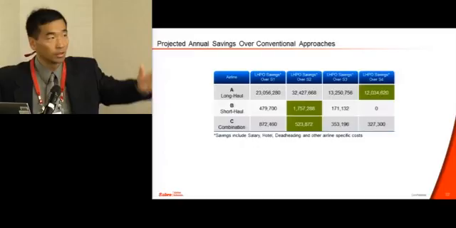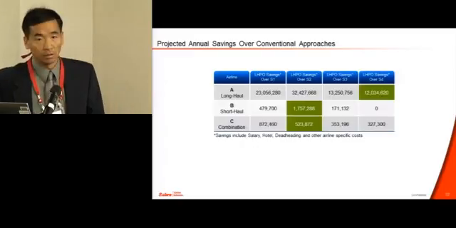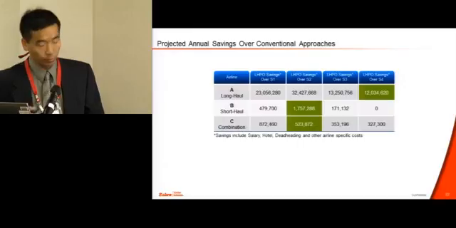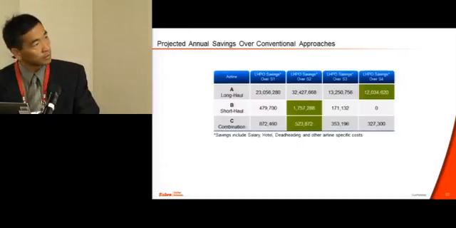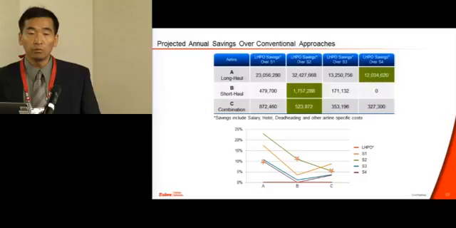For Airline A, the savings is $12 million per year. And for Airlines B and C, it's $1.7 million per year and $500,000 per year. Percentage-wise, they range from 5.5% to 11%. For crew pairing optimization, these are huge numbers.